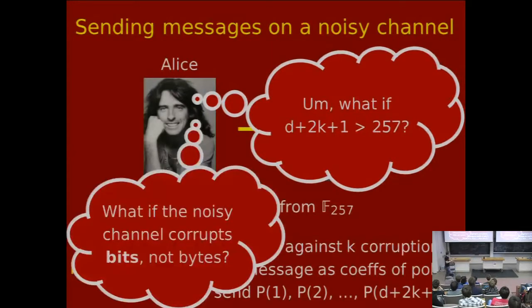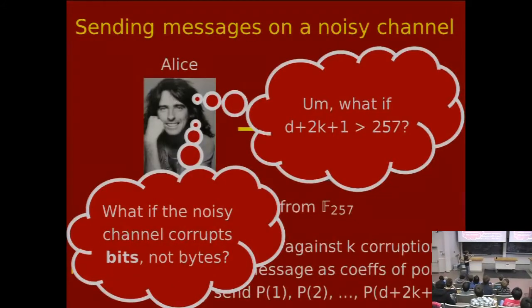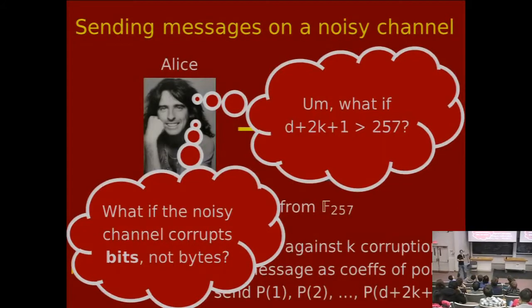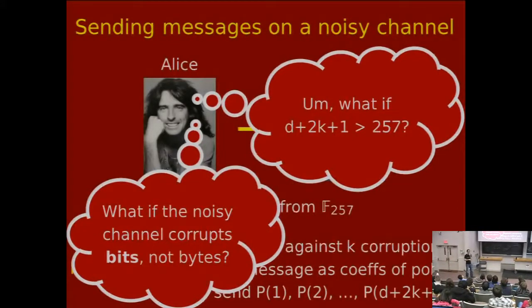Another issue is it's sort of assumed that this channel, when it corrupted some symbols, would corrupt one symbol, which is a symbol from the field of size 257, basically a byte. But what happens if you have a channel that corrupts individual bits? Then this thing doesn't work. So that's two issues.